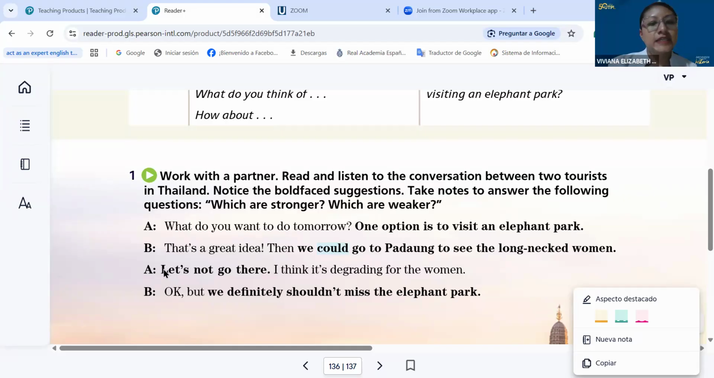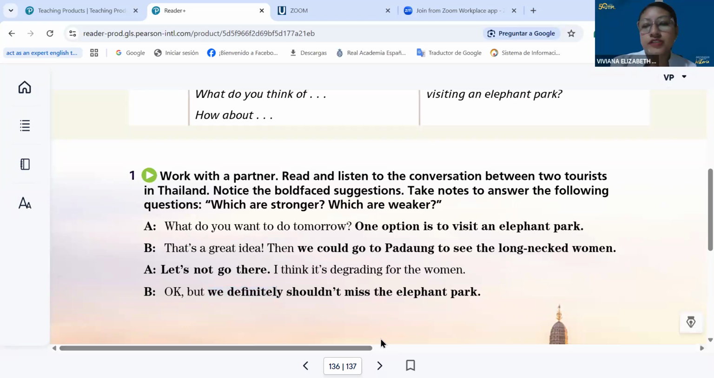Genesis, in this third suggestion, let's not go there. What do you think? Is it a weak or a strong suggestion? It's a strong suggestion, and the modal is let's. Let's not. Yeah, we have a negative suggestion. Good job. Anthony, the last suggestion: we definitely shouldn't miss the elephant park. Is it weak or strong? That's strong. What modal or phrase was used? We definitely shouldn't. That is a negative suggestion, and it is also strong.